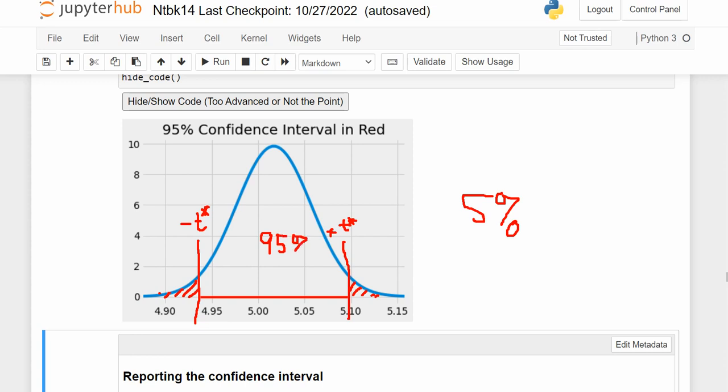So we create a bell-shaped distribution based on T, which the T distribution is bell-shaped. And we find the middle 95% of that distribution based on the sample, and we assume that the population average is going to be in here, between the 4.9 and the 5.1. And they're just showing the confidence interval in red.